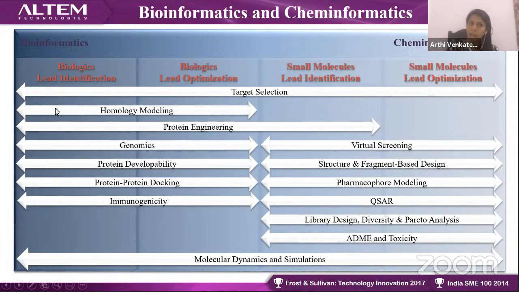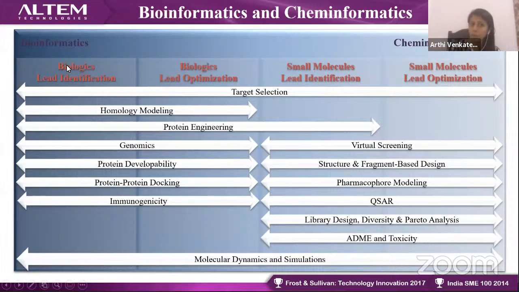So for example, there is something called biological lead identification. Here we'll be calling it small molecules. In the case of biologics, we'll be talking about the protein model and everything. And here we'll be talking only about chemical compounds. So it will be useful for the chemistry people as well as the pharmaceutical people, and those who are in the pharmaceutical industry, it will be helpful for them. It will be helpful for most of the people in bioinformatics as well as cheminformatics approaches.